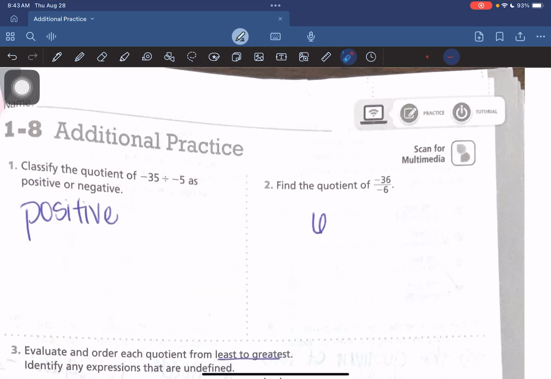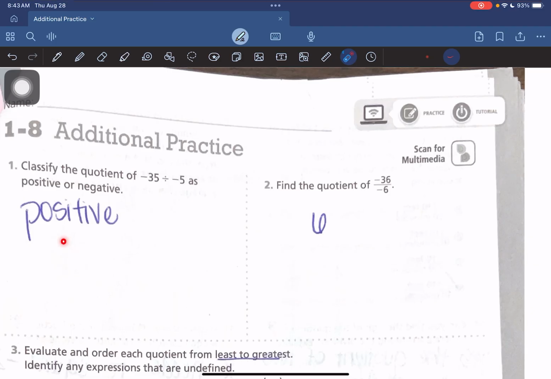Here we are talking dividing. We have the exact same rules with dividing as we do with multiplying. A positive times a positive or divided by a positive is positive. A positive divided by a negative is negative. A negative divided by a positive is negative, and a negative divided by a negative is positive.